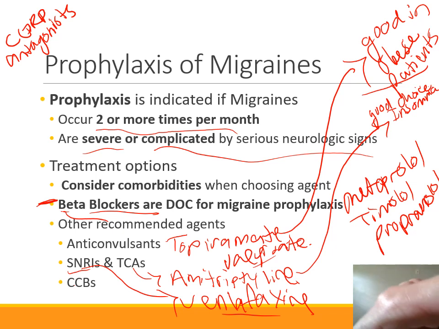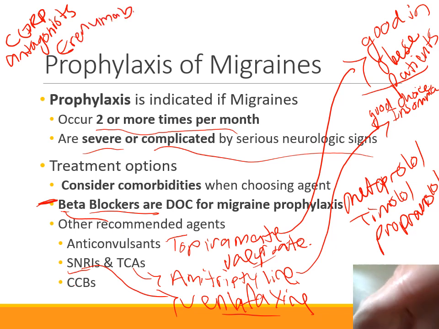An example is erenumab. These were originally approved for prophylactic therapy, and just right now in like February of this year, there was an agent that was approved for acute treatment as well. But again, they're not indicated as first-line therapy.